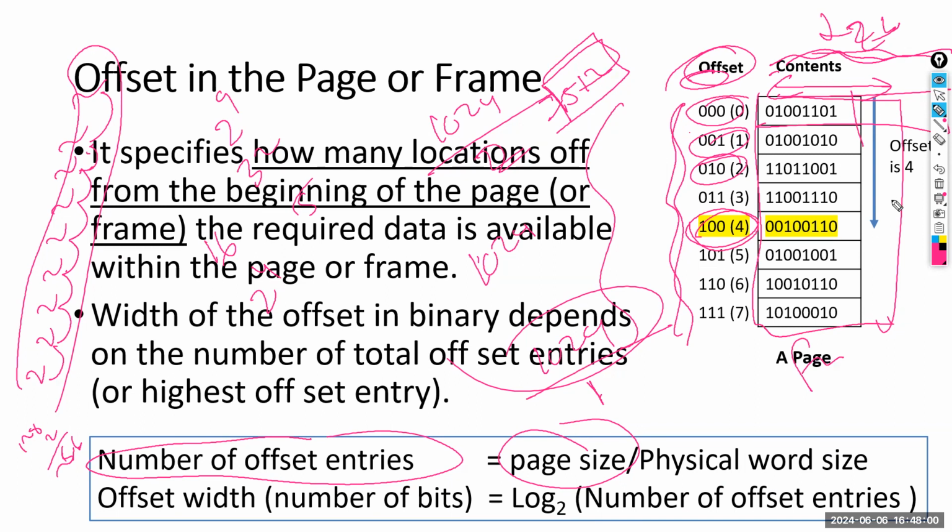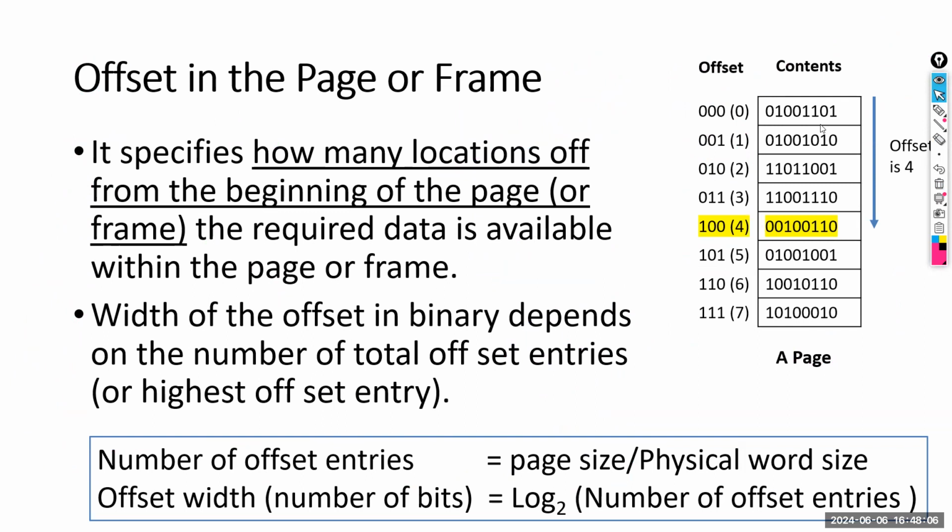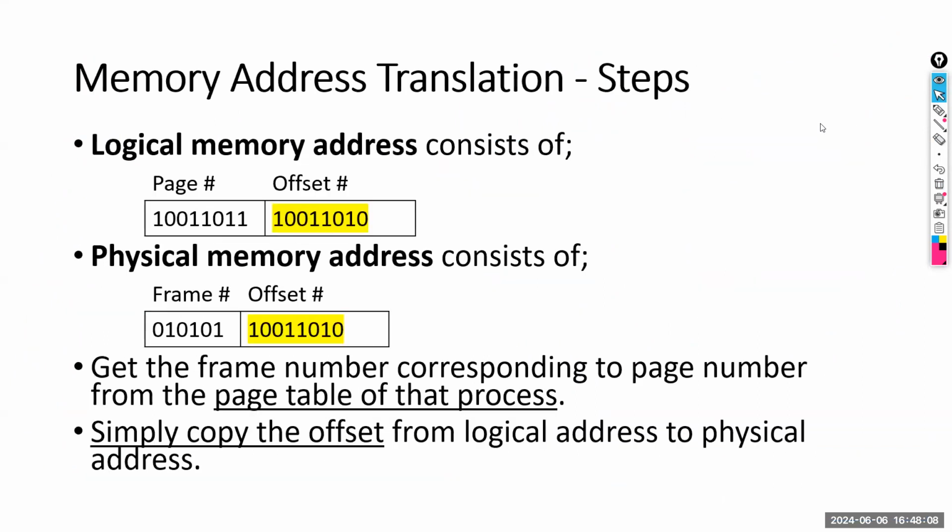So I told you this is a bit of calculation. Now let's look at how to do the memory address translation. Memory address translation means given the logical memory address, you must be able to calculate the physical memory address. Given the logical memory address, calculating the physical memory address is called memory address translation. This is something your operating system does, but we must know how the operating system does it.